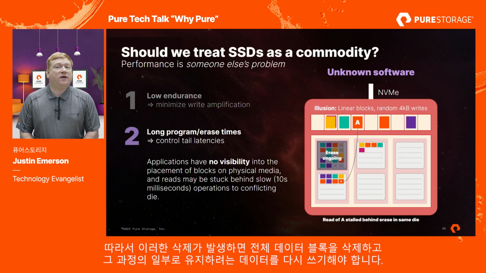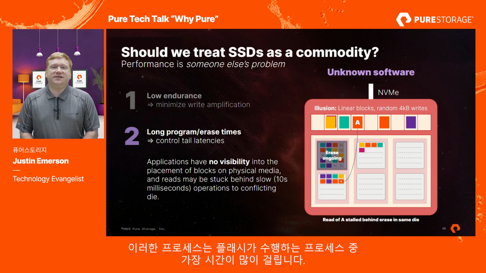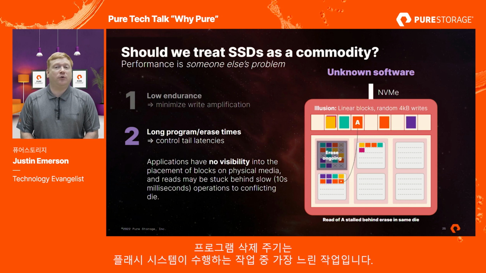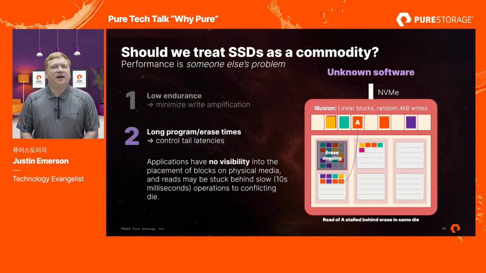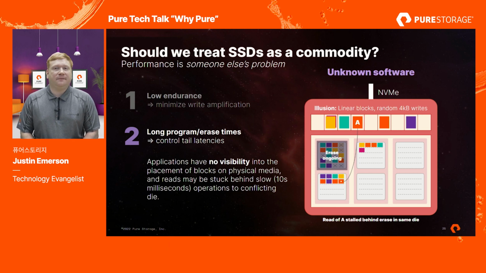And so when one of these erases happens, which is you need to erase an entire block of data, and as part of that, rewrite the data that you want to keep, that process is the slowest thing that Flash does. That erase cycle, that program erase cycle, is the slowest thing that a Flash system will do. And that's because it is time-consuming, and it gets more time-consuming as you get more dense media.